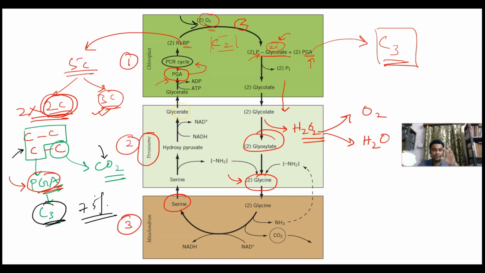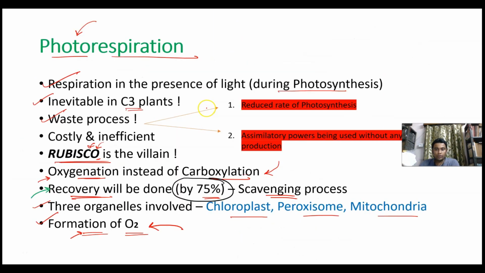It's written as PCR cycle. PCR means photosynthetic carbon reduction, which is nothing but your Calvin cycle, nothing but your dark reaction, nothing but your light independent phase, right? That's about photorespiration.